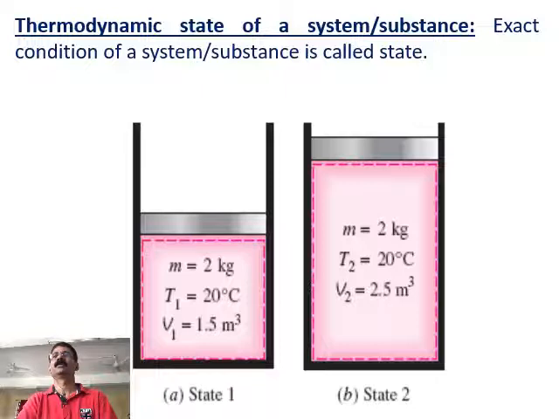So variables will have different values. All the variables need not have different values. If any one of the variables changes, then automatically the system changes to another condition. So that is what we call the exact condition of a system or substance, called the state.